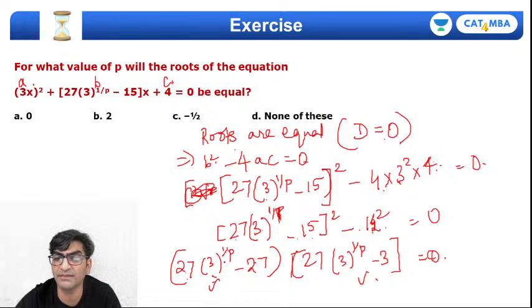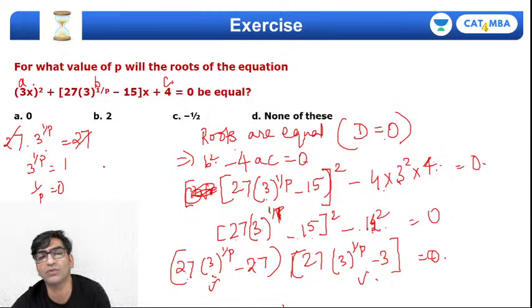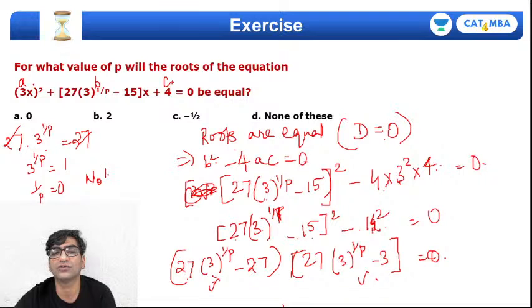27 times 3 power 1 by p should be equal to 27. That's when this bracket becomes 0, right? And when does that happen? When 3 power 1 by p is equal to 1. And when does that happen? When the power is 0, which means 1 by p equal to 0, and that doesn't really give me anything to work with, so no solution.